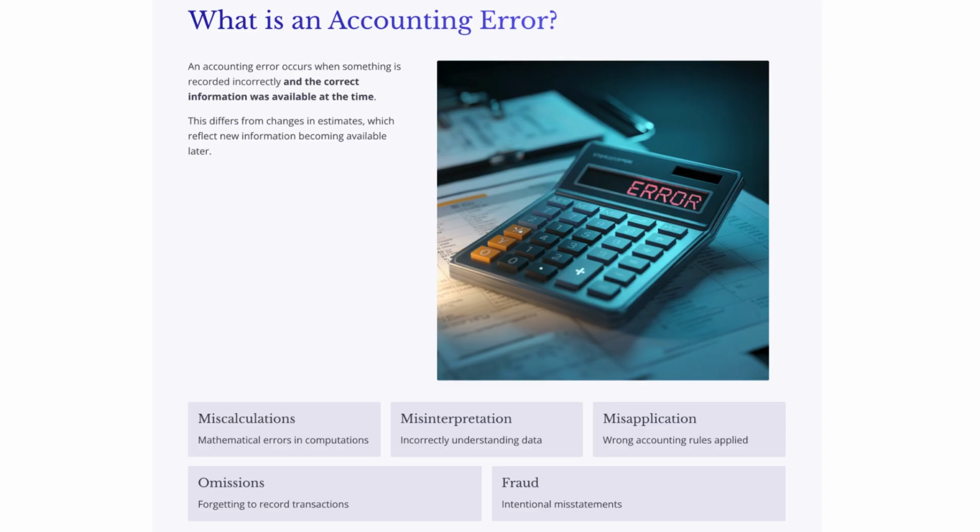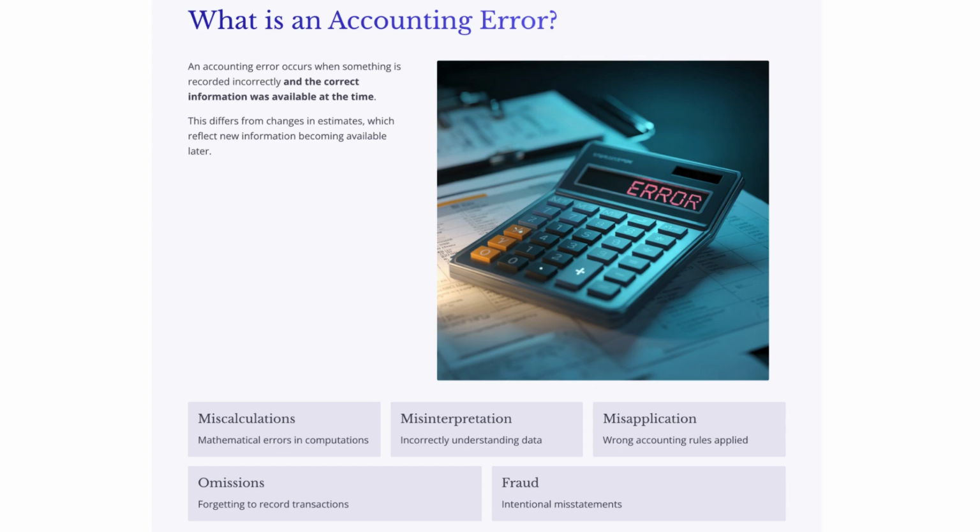First, we need to understand what an accounting error actually is. An accounting error happens when something is recorded incorrectly, and the correct information was available at the time. That's key. This is not the same as a change in estimate, like updating useful life or bad debt allowances when new info becomes available later. Errors come from things like miscalculations, misinterpreting data, incorrectly applying accounting rules, forgetting to record something, or even fraud. All right, so that's what an error is.